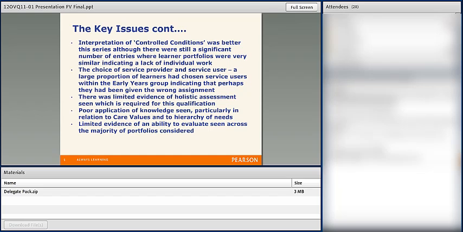And finally, as is quite common in learners of this age and also slightly older, there was very limited ability, very limited evidence seen of an ability to evaluate in the majority of portfolios considered. It is a difficult skill for 14, 15-year-olds, but nevertheless, it wasn't well evidenced, but assessors had assessed it as though it was well evidenced, and that is a major issue. So that's again something that we're going to be looking at in more detail further on in the presentation.